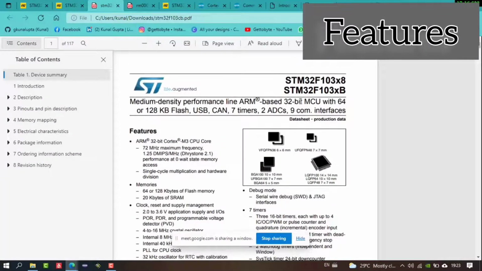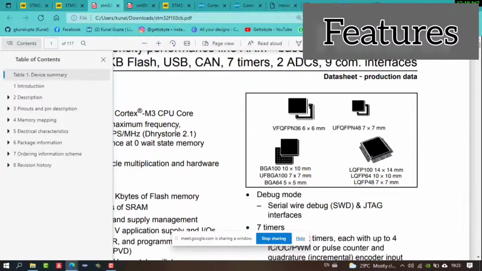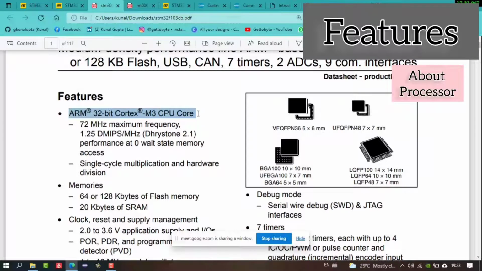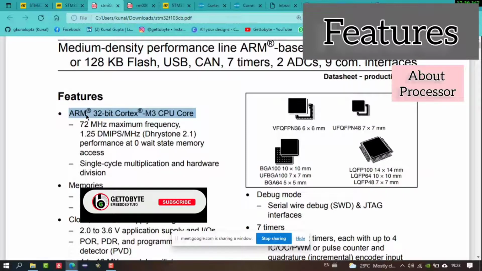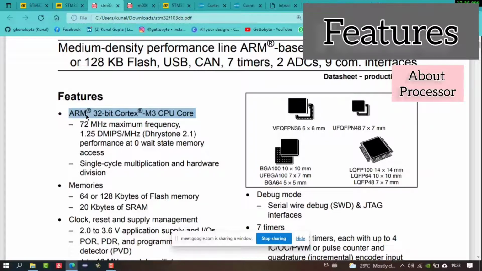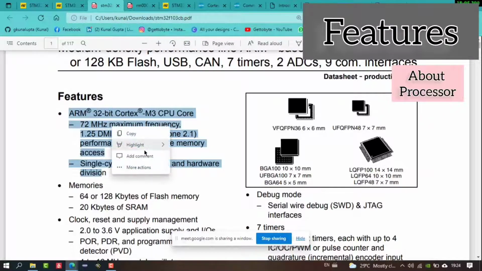So the STM32 F103 is an ARM 32-bit Cortex M3. I hope you now know that this is the ARM 32-bit Cortex, a processor of the Cortex M series with an M3 CPU core. Cortex M3 is the processor hardware, and over it we will be running the instruction set architecture for the ARM Cortex M3. 72 MHz is the maximum clock frequency that can be run by it, with single cycle multiplication and hardware division. So let me mark these things with a highlighter.